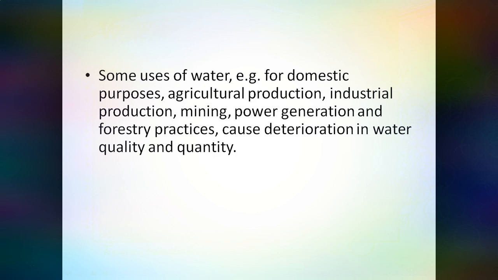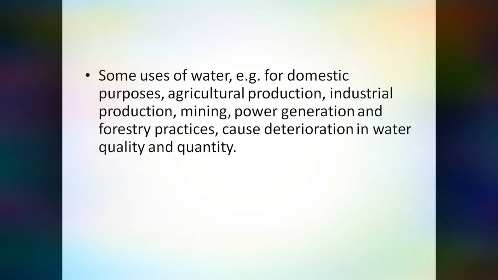Agriculture production, if we talk about it: when we use fertilizers on our crops, the fertilizer runoff from the crops into the nearby water bodies will again contaminate the water. Similarly, when we use pesticides on our agricultural crops, the pesticide runoff into the nearby water bodies will contaminate those water bodies.